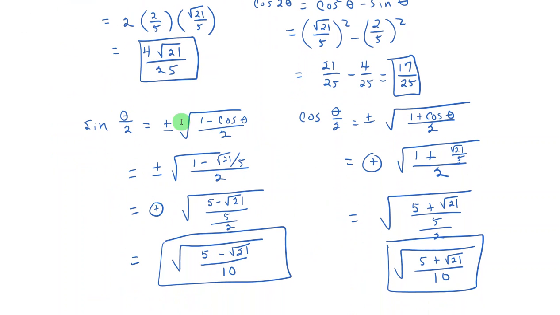Sine theta over 2, here is the formula. We're going to use the plus one because we're in the first quadrant. 1 minus the square root of 21 over 5, over 2. So I need to make this one single fraction. So that becomes 5 minus the square root of 21 over 5, all over 2. You have a double denominator, so that can just become 10 on the bottom. And that would be our answer for that one. Cosine theta over 2, same idea. Instead of subtracting, we are adding. So we ended up with that.